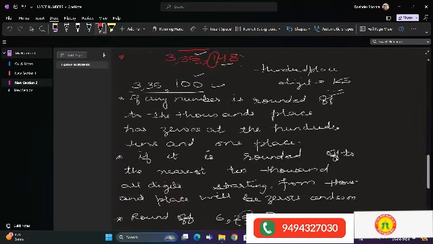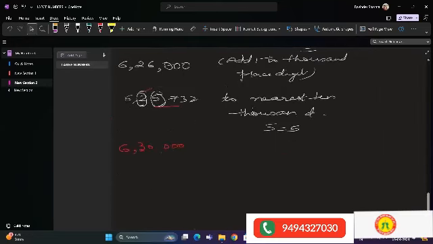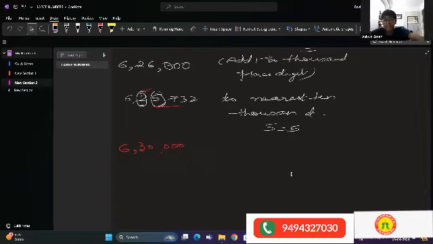This is the property here. See, I have written here: if it is rounded off to the nearest 10,000, then all digits starting from the 1000 place will be 0 and so on. Got it, beta? How will we write this 0? Understood, all of you? Yes, ma'am.